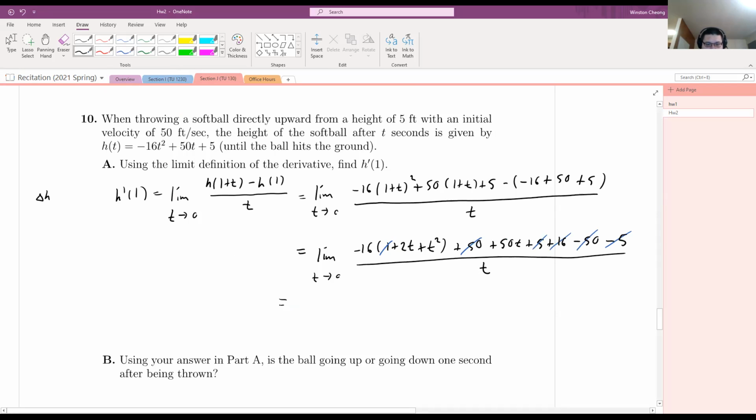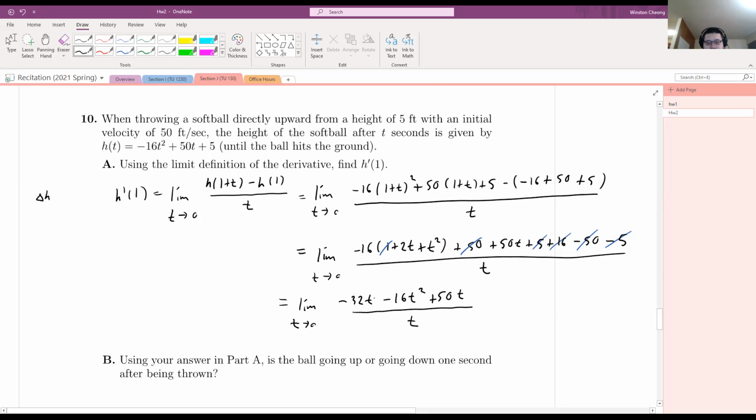All right. Limit as t goes to 0. And now I can distribute this 16 over, and we have only 3 terms left in the numerator. That's good. So minus 32t minus 16t squared plus 50t, all over t.